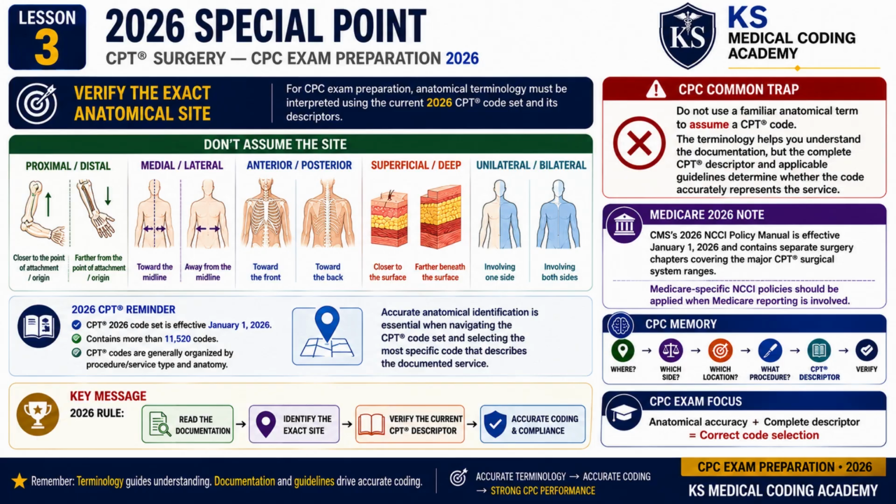For example, proximal and distal describe location relative to a point of attachment or origin. Medial and lateral describe position relative to the body's midline. Anterior and posterior describe front and back, while superficial and deep describe relative depth. Also pay close attention to unilateral and bilateral terminology. When Medicare reporting is involved, CMS's 2026 NCCI policies may affect how unilateral and bilateral procedures are reported.